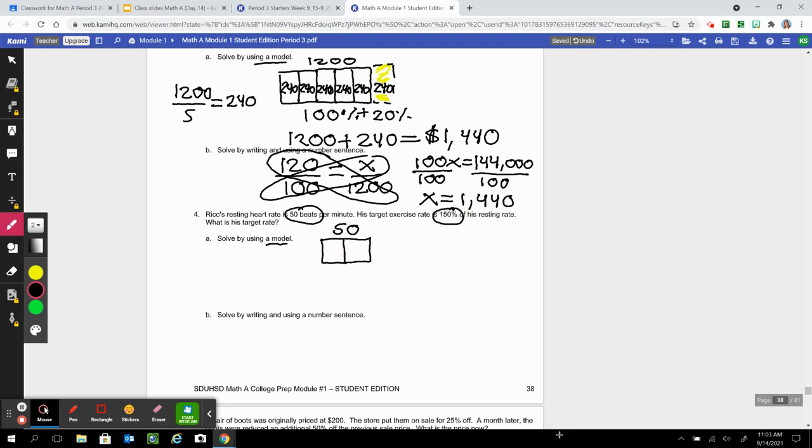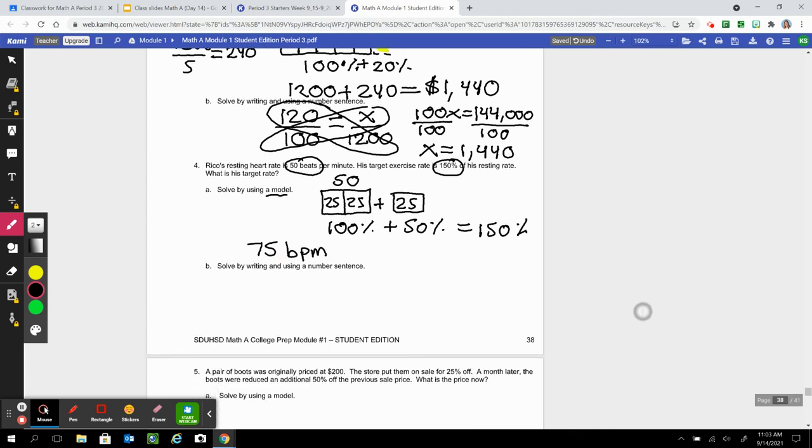So if I divided 50 into two parts, 50% and 50%, that would be 25 plus 25. So this represents 100%. And if I wanted to represent 50% more to get to 150%, because that's what I'm trying to get to, then I would add in one more of these little 25s. So I would get a grand total, if I added these all together, of 75. So the answer would be 75 beats per minute.